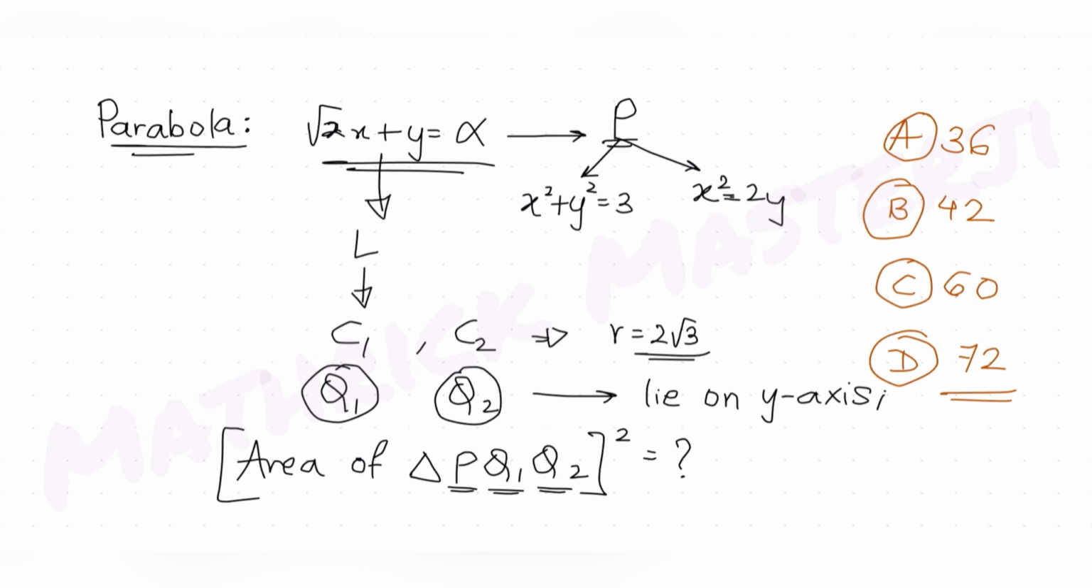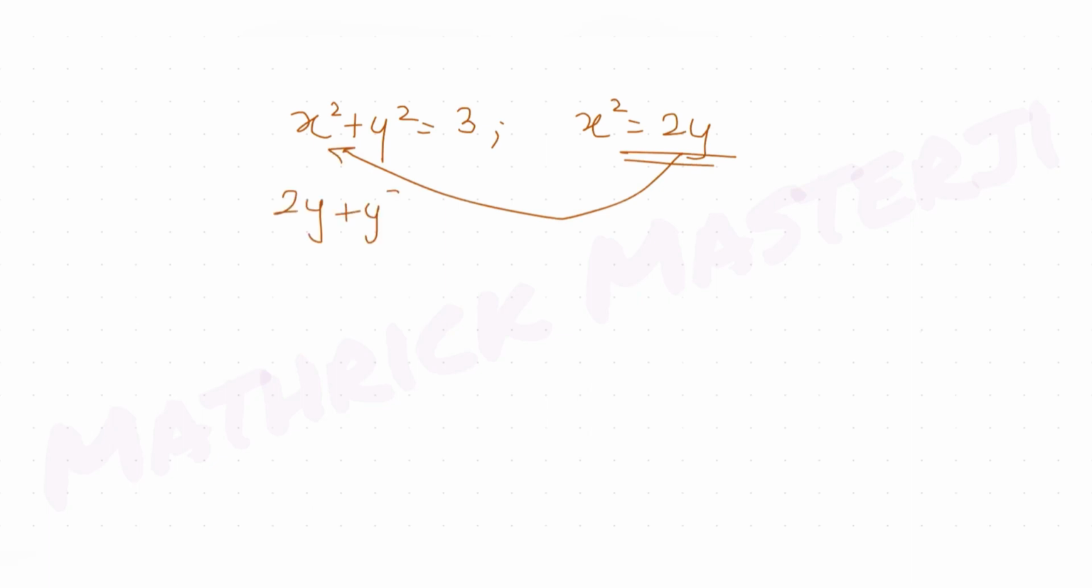Let's see. We have been told that you have to figure out these three coordinates P, Q1 and Q2. P is given to us as the point of intersection of these two curves. So let's solve these two curves simultaneously. We have x square plus y square equals 3 and x square equals 2y. Instead of x square, I can substitute 2y. So I get 2y plus y square equals 3, which gives y square plus 2y minus 3 equals 0.